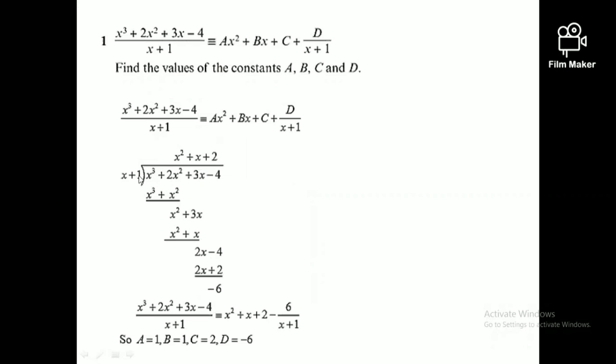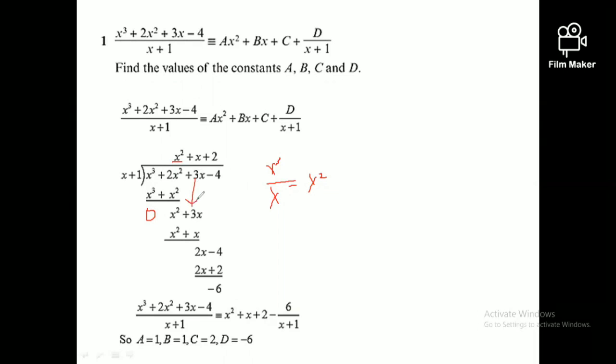Now see how many x terms there are for x cubed. What is x cubed divided by x? That gives x squared, which goes over here. Then multiply this entire expression by x squared. x squared into x is x cubed. x squared into 1 is x squared. If you subtract, this is 0. 2x squared minus x squared is 1x squared. Then bring this term down.